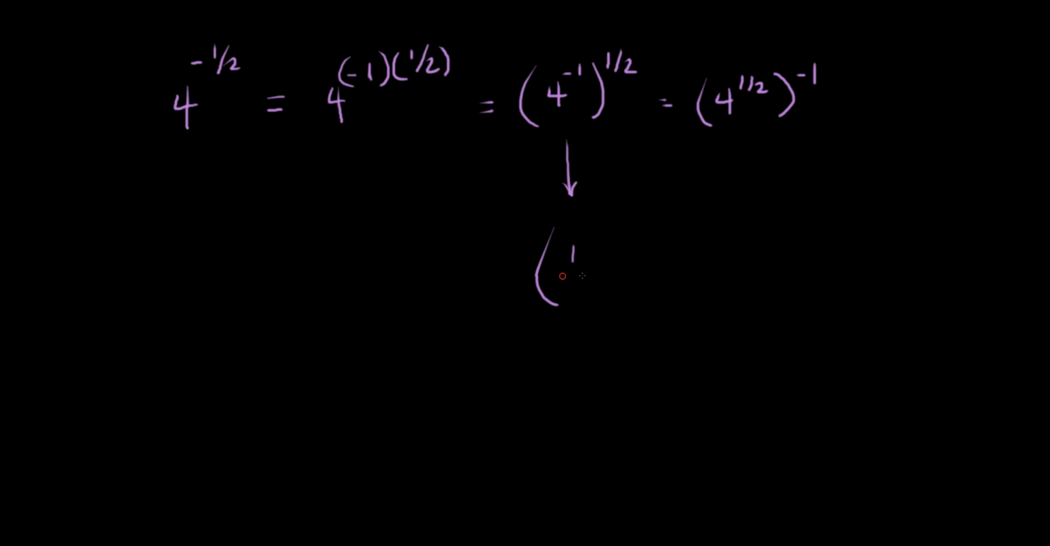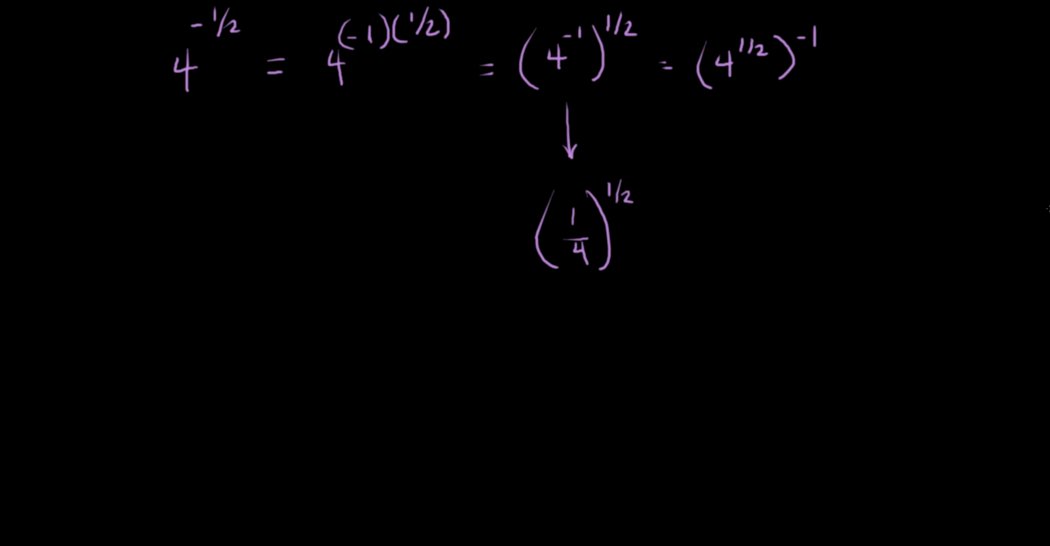It is 1/4. So that's 1/4 to the 1/2 now. And then one of the other properties I covered is when you have a fraction in parentheses and then you have an exponent on the outside, the exponent gets applied to both the numerator and the denominator. So this equals, I should write an equal sign here. I don't even need the parentheses now: 1 to the 1/2 over 4 to the 1/2.